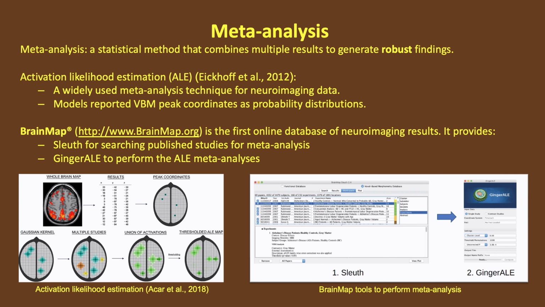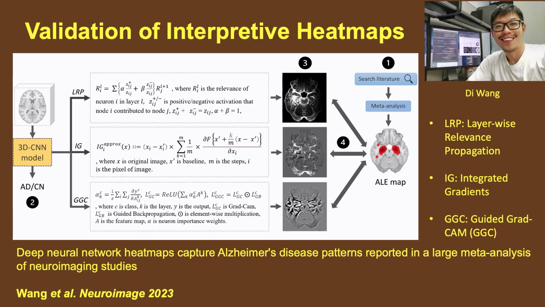And then another tool called GingerALE is summarizing all these maps that have been published across hundreds of studies in a single map that can be used then for validation. And I will be describing how we did that soon. So this is Dee Wang, the PhD student in my lab who has led all this work and who has actually published his way of validating the interpretive heat maps that we have derived.